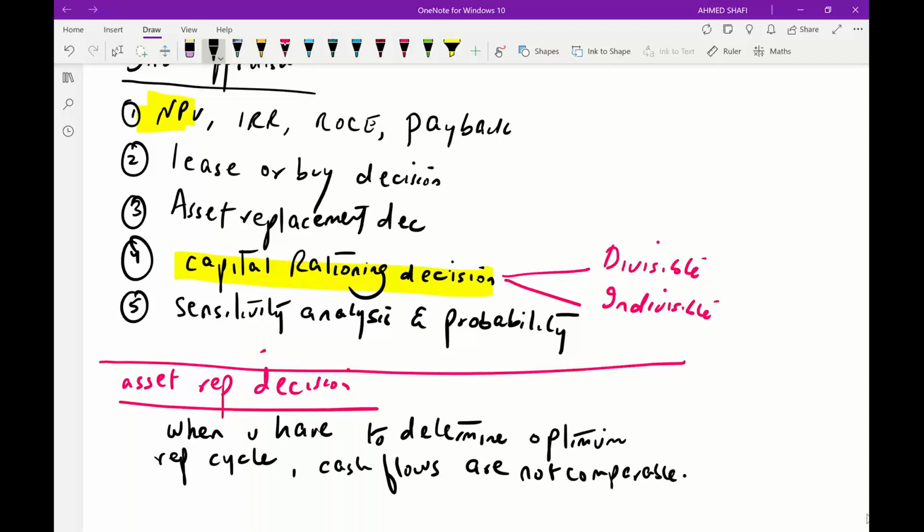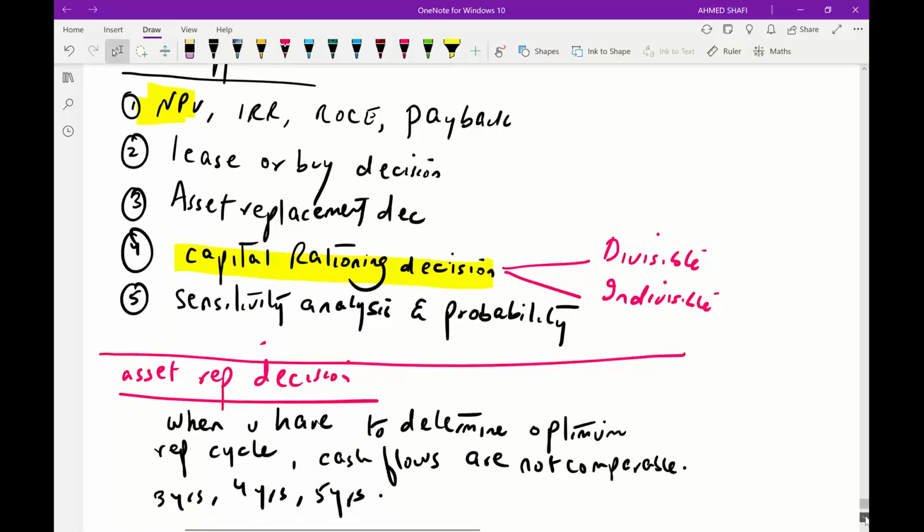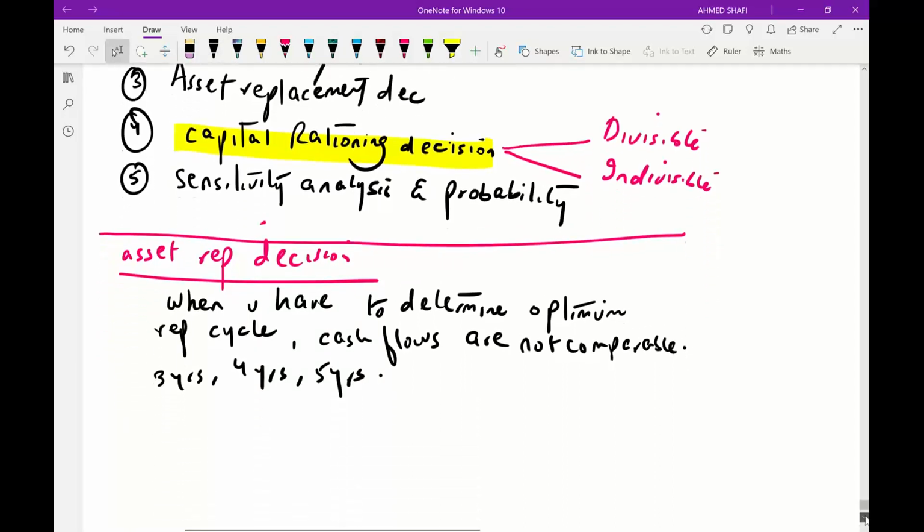Not comparable means what is the issue? You are thinking to replace every 3 years, 4 years, 5 years. So cash flows won't be comparable because 3 years, 4 years, 5 years all have different lengths. One is of 3 years, one is of 4 years, one is of 5 years. So when cash flows are of different lengths, they are not comparable.